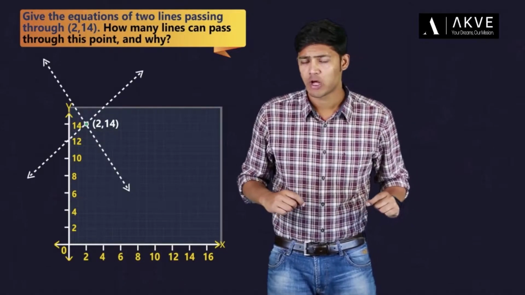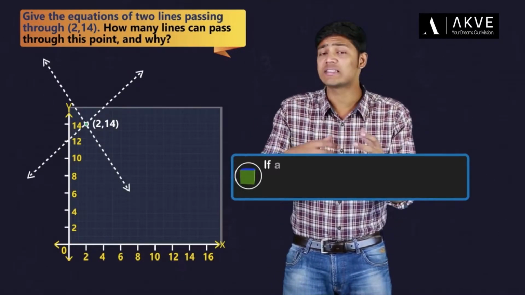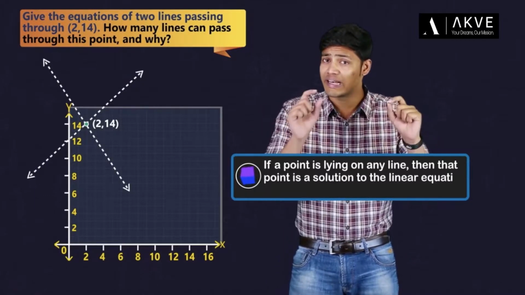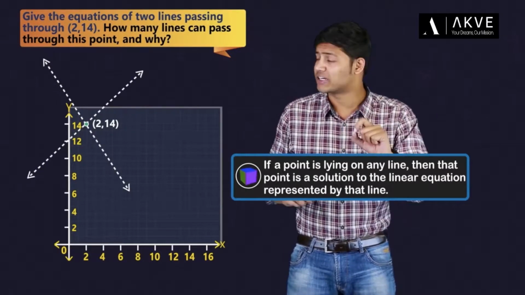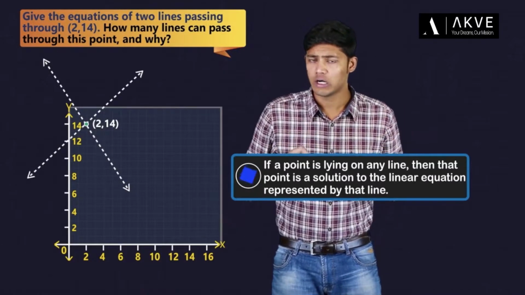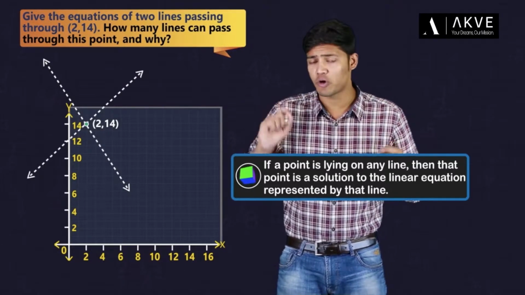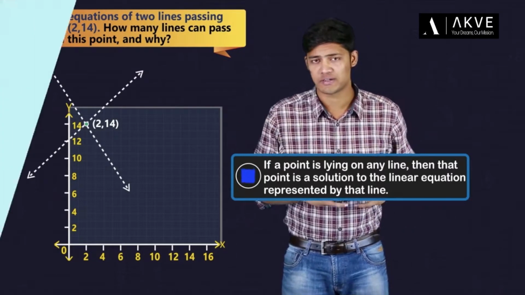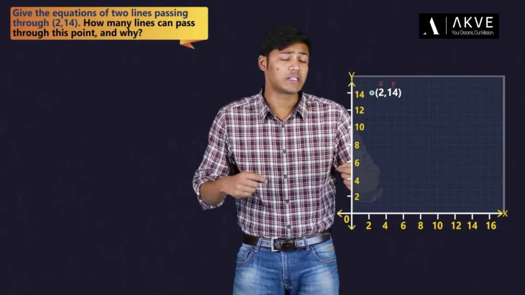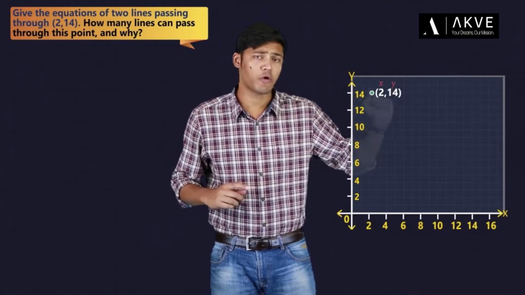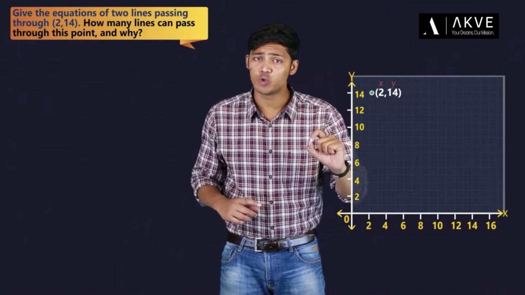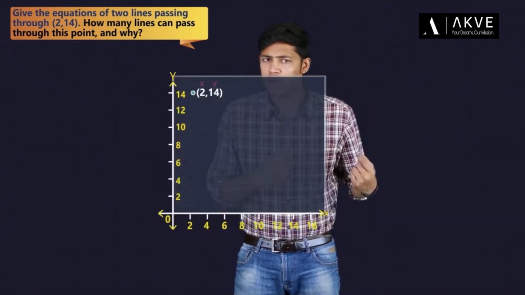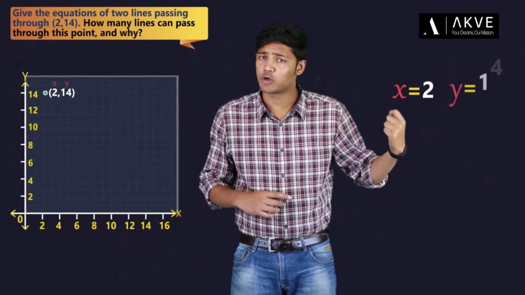Now we know that if a point is lying on any line, then that point is a solution to the linear equation represented by that line. So here, we can understand that the point (2, 14) is a solution to the linear equations of both the lines. So, we know that the coordinates of the point (2, 14) represent the values of x and y in the linear equations. So, x = 2 and y = 14.